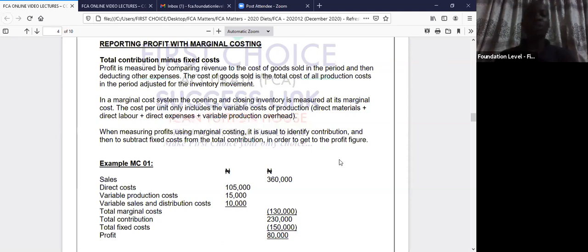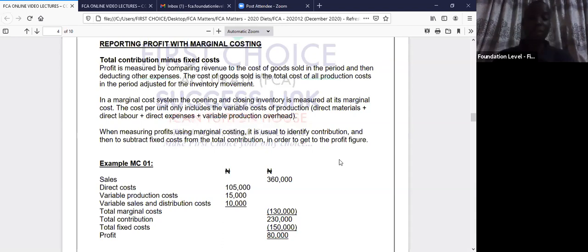Marginal production cost. Now we also have things that are not production costs by nature, which is selling and distribution costs. We now bring our variable selling and distribution costs, and you add it to that 120, it becomes 130. That 130 becomes your total marginal cost. Now, your total marginal cost is the same thing as your total variable cost.